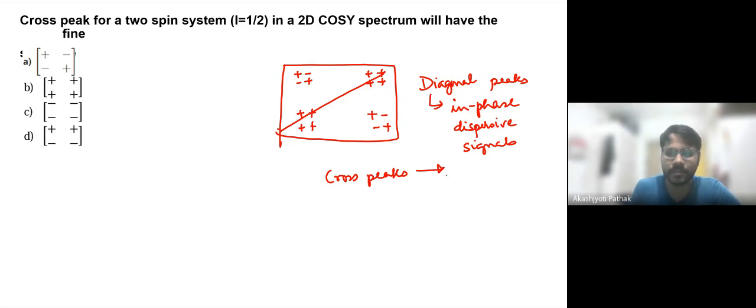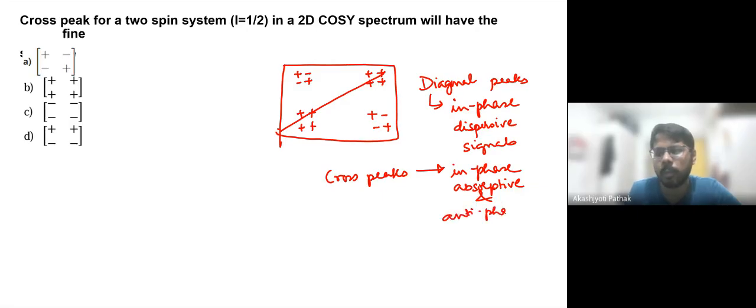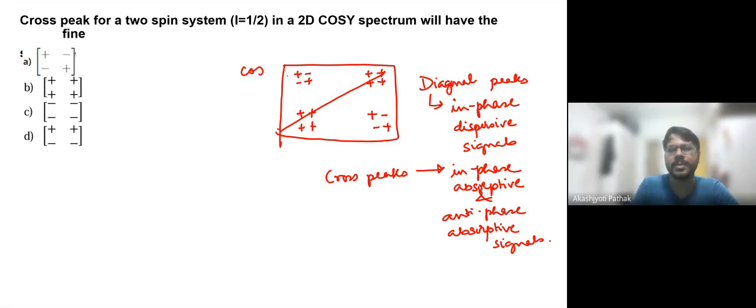And what will your cross peaks have? Your cross peaks will have both in phase absorptive and antiphase absorptive signals. Okay, in phase means plus and antiphase means minus. But they will all be absorptive signals because they are all cosine terms. And here your diagonal peaks are all sine terms. That is why you get dispersive signals.